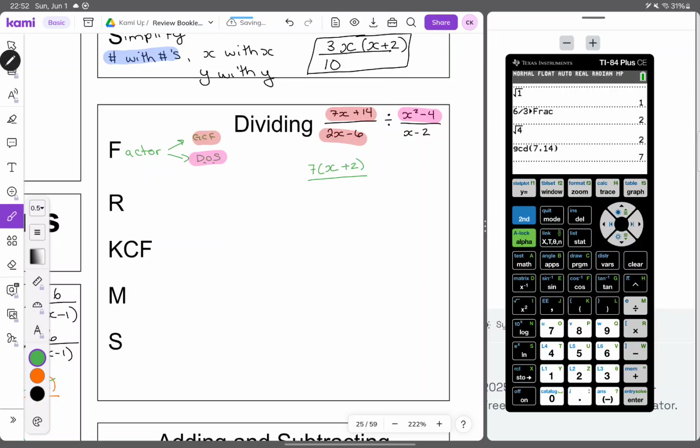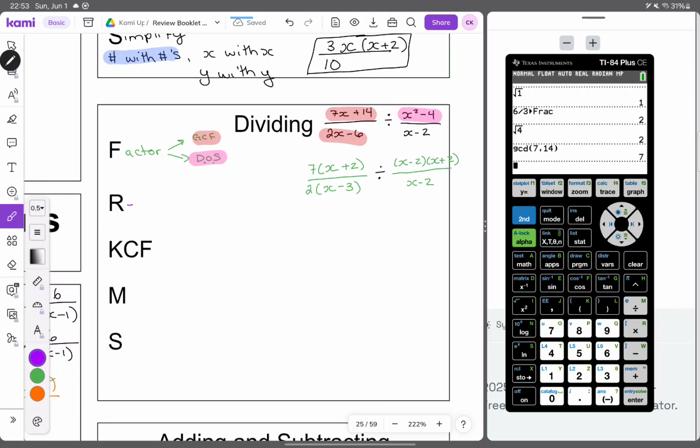Here I can see both of these are divisible by 2, so I can factor out a 2. 2x divided by 2 leaves me with an x. Negative 6 divided by 2 leaves me with a negative 3. And we're going to divide that by our difference of squares over here, which square root of x squared is x, square root of 4 is 2, so we're going to have x minus 2, x plus 2, all over this guy doesn't have anything to factor, so we're going to go x minus 2.